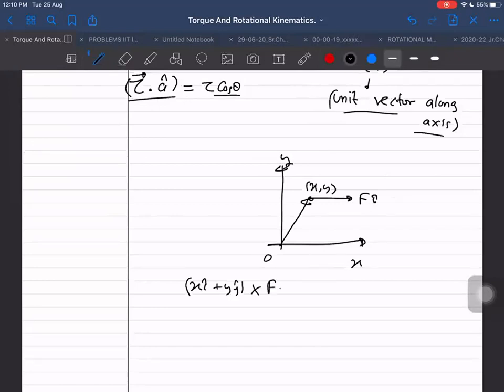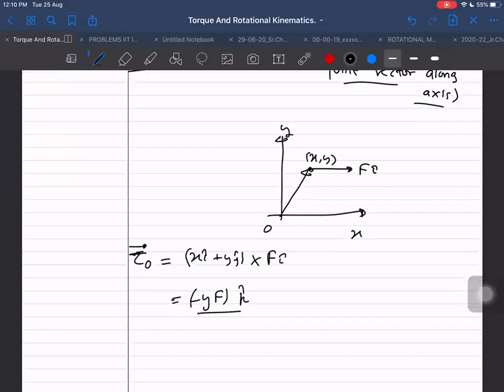Then I should say torque about O point. Net torque about O point was coming out to be minus F y into k cap. This was our answer, right? But now we will say this thing also, that what is the torque about y axis, 0 into j cap? What is the torque about x axis, 0 into i cap? Means the torque can have 3 components. It is a vector, it has 3 components. But the other components are in this case just 0 only.